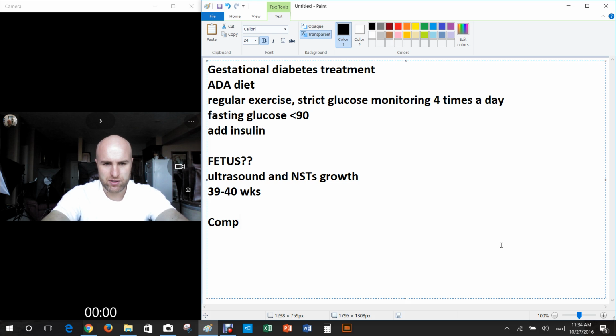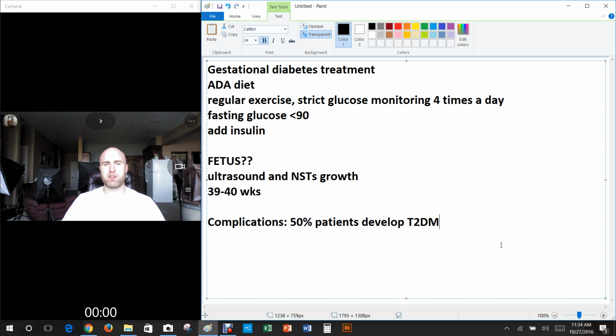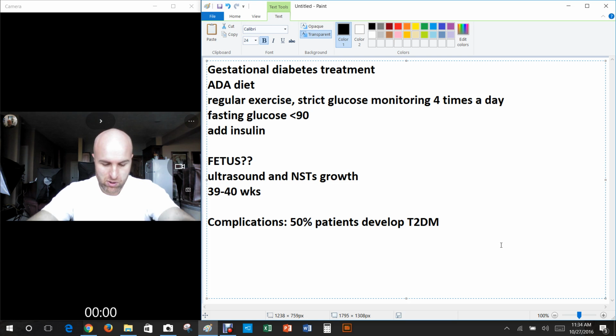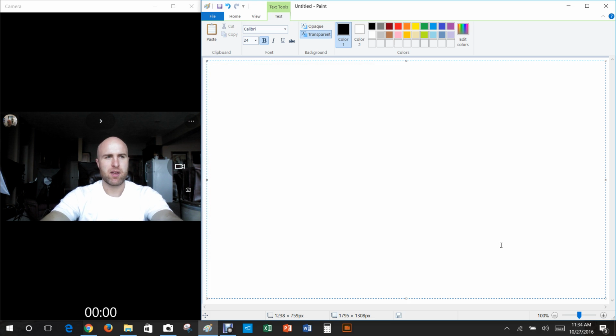Some of the complications, it says 50% of patients develop glucose intolerance and type 2 diabetes mellitus. They eventually will develop that. So that's a bummer. So if they did have gestational diabetes, it's very likely that later on in life they will develop type 2 diabetes. So what about pre-gestational diabetes? We were just talking about gestational diabetes, but what about pre-gestational diabetes?